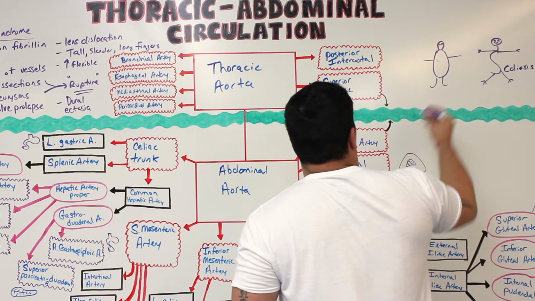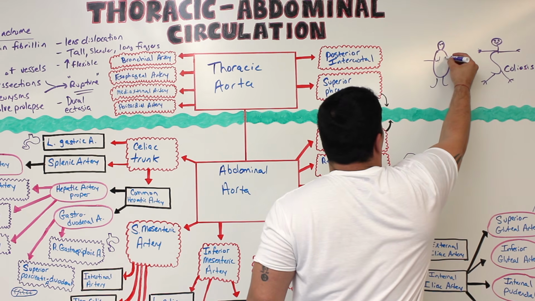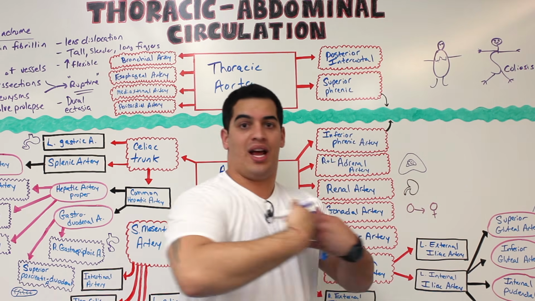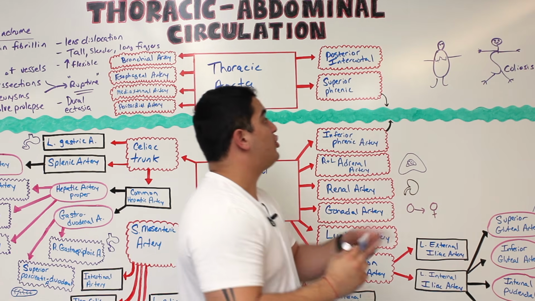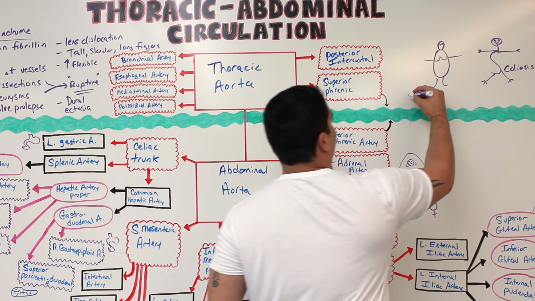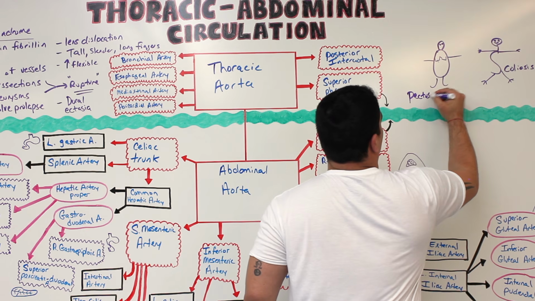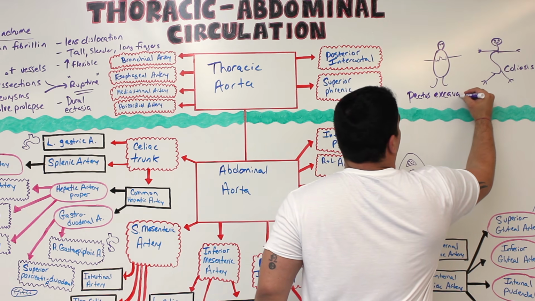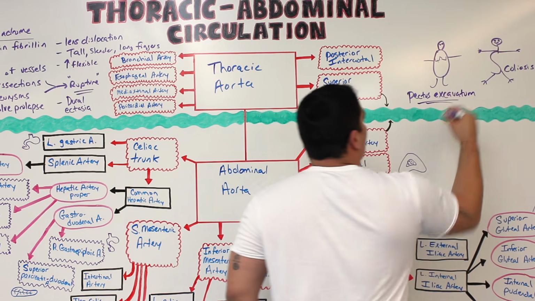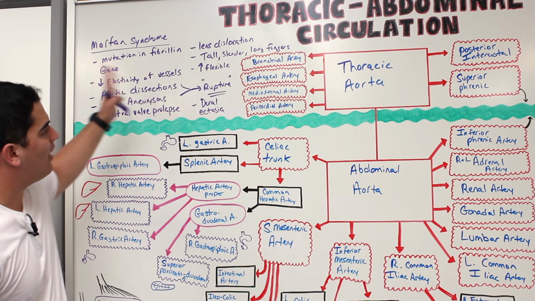And while we're mentioning that also, you can see their chest is caved in. They have a caved in chest. And whenever they have that caved in chest, it's called pectus excavatum. Okay, pectus excavatum. All right. So again, with Marfan syndrome, a lot of these things can happen.